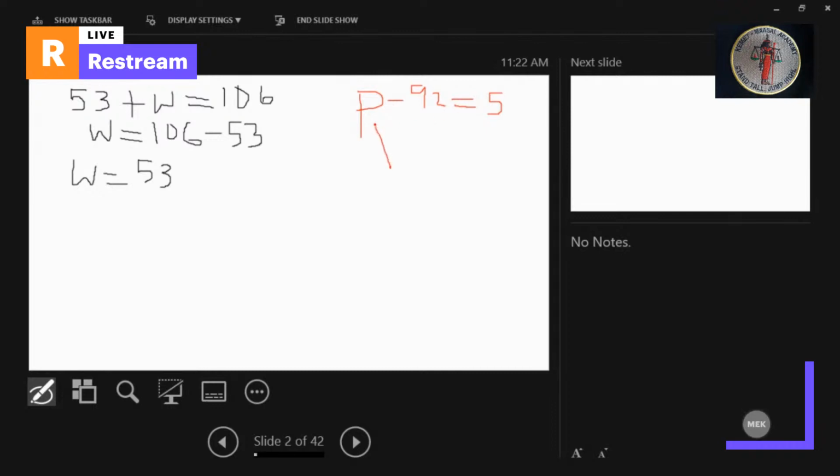So we're going to have P is equal to 5 plus 92. Because remember, the sign goes with the number that follows it. So it's a negative 92. You're taking that and moving it to the right. It's going to become a positive 92. So P will be equal to 5 plus 92 is 97.